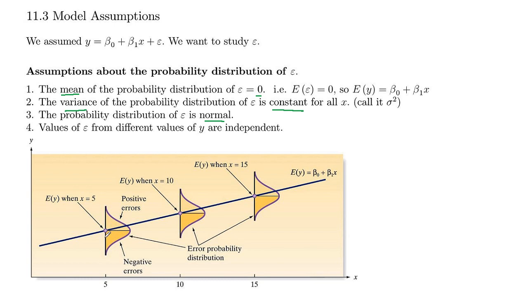We're also noticing that this is a bell-shaped, normal distribution. And the variance is constant for all x values, so the width of these distributions is all the same. All of those probability distributions are identical, and they all sit along the line.